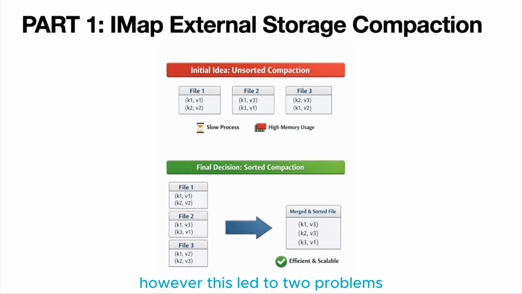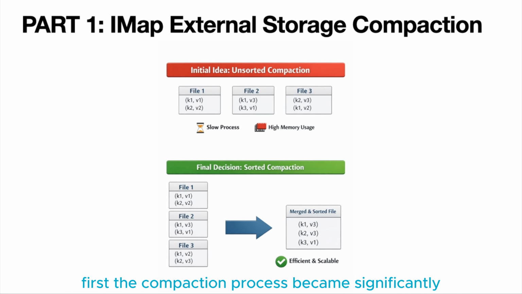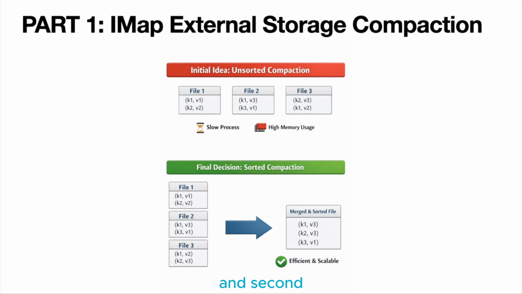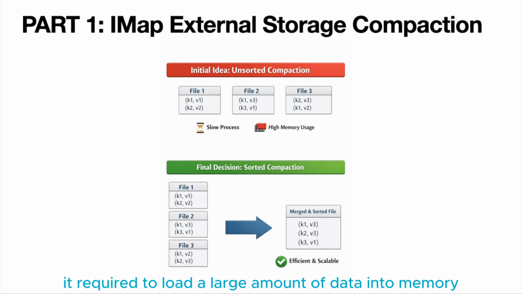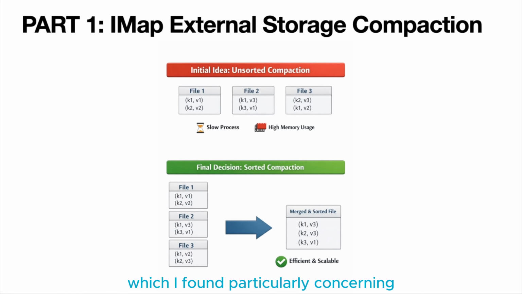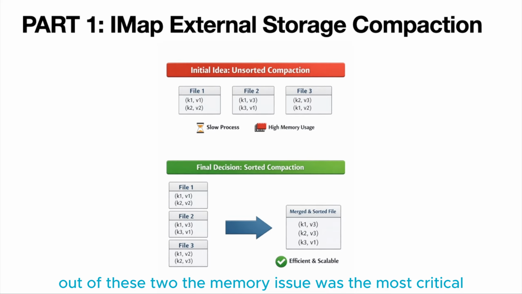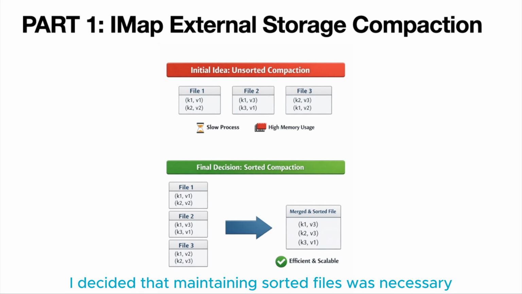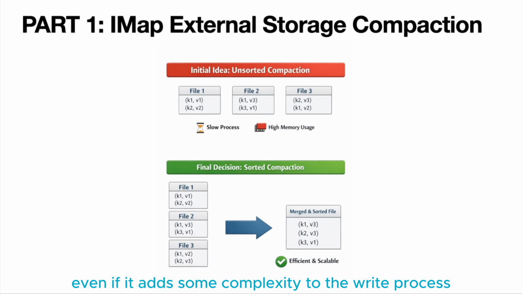However, this led to two problems. First, the compaction process became significantly less efficient as data grew. And second, it required loading a large amount of data into memory, which I found particularly concerning. Out of these two, the memory issue was the most critical. So I decided that maintaining sorted files was necessary, even if it adds some complexity to the write process.